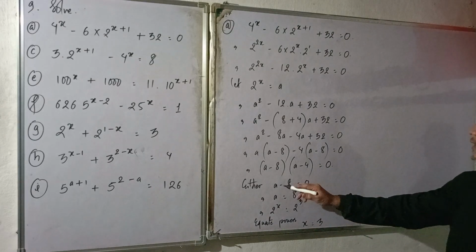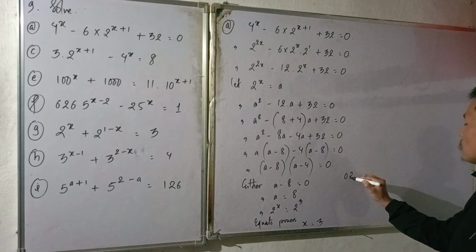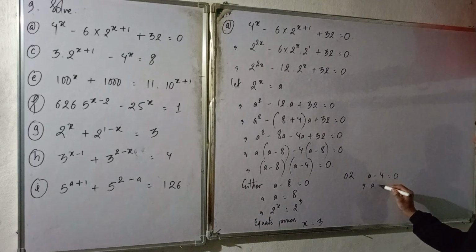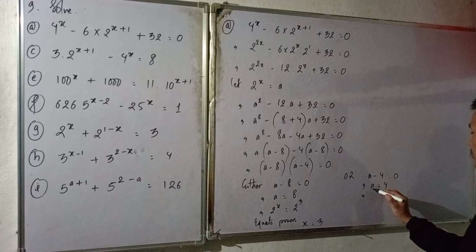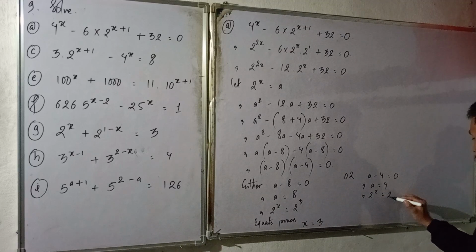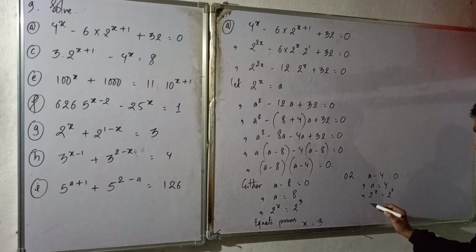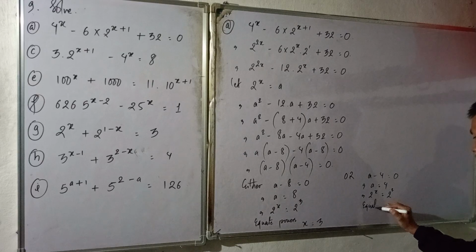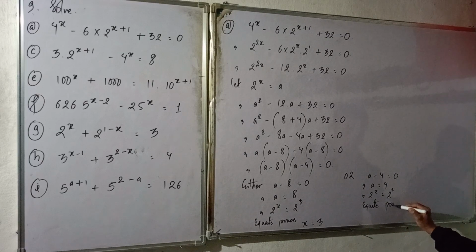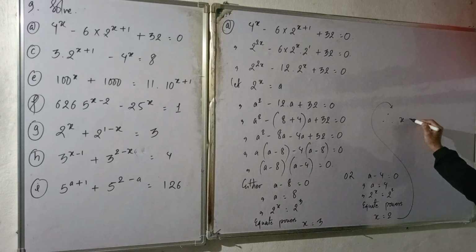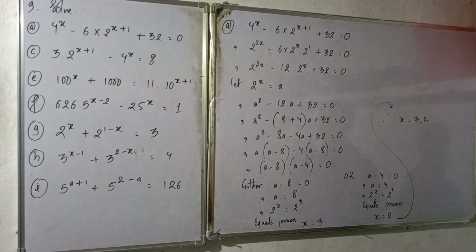Now there is also another, a minus 4 equals 0, or a equals 4. Replace the value of a by 2 power x. Now 4 can be represented as a power of 2, 4 is 2 squared. Now equate powers, and here you will get x equals 2. So there are two values for x, one is 3 and another is 2.